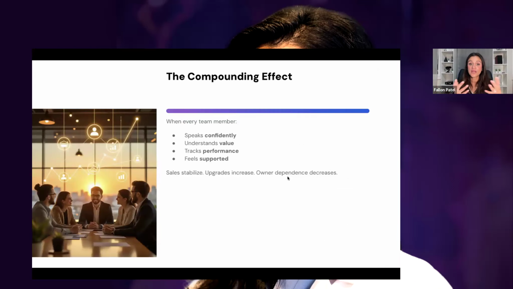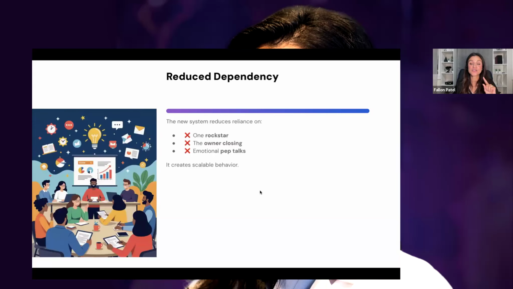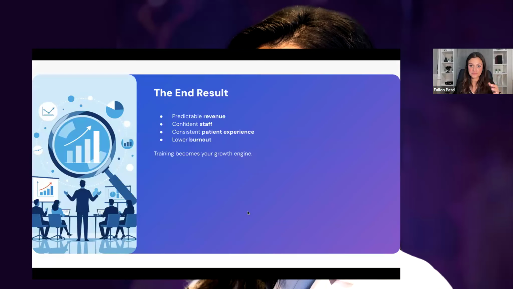So the compounding effect: when every team member starts to speak confidently, understands the value, tracks performance, and feels supported, your sales will stabilize, your upgrades will increase, and your owner dependency decreases. Here's where you can have reduced dependency. The new system reduces reliance on that one rock star, the owner closing all the sales and giving all those emotional pep talks. Instead, this creates scalable behavior within your team.